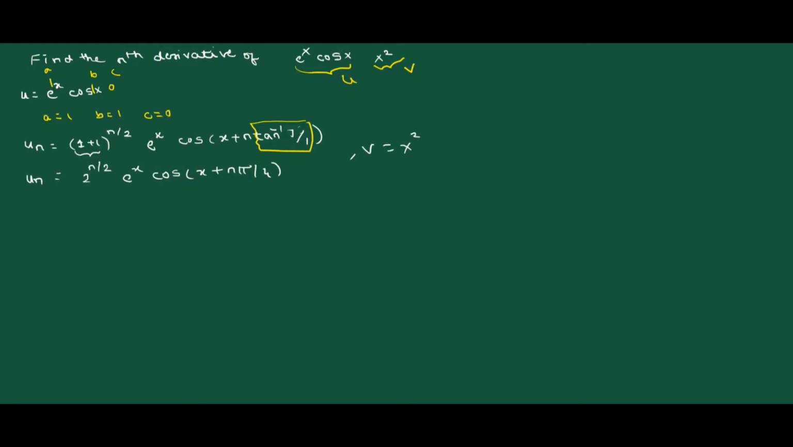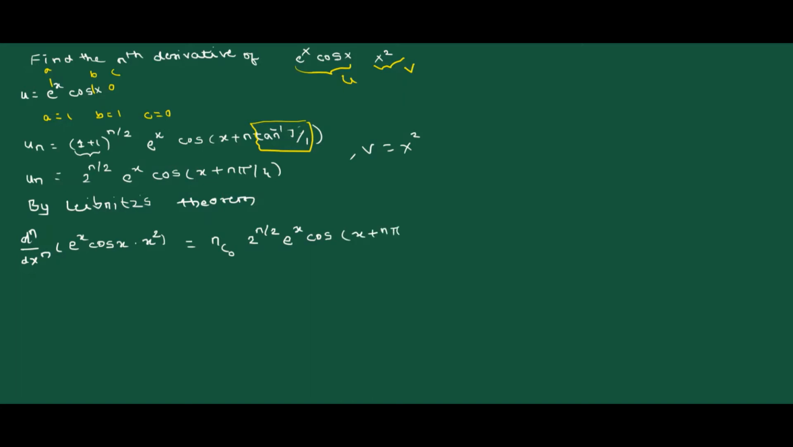So now I will write by Leibniz theorem. By Leibniz theorem, I will write directly d raised to n divided by dx raised to n of e raised to x into cos x into x square is equal to, first I will write n c naught, then nth derivative, that is 2 raised to n by 2 e raised to x cos x plus n pi by 4 into x square.